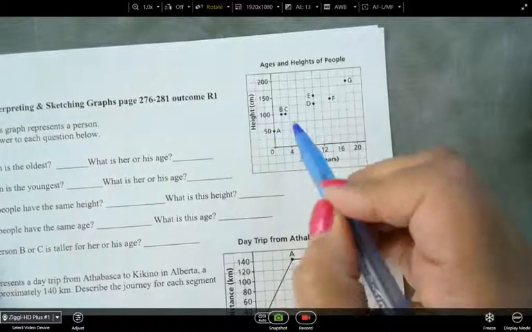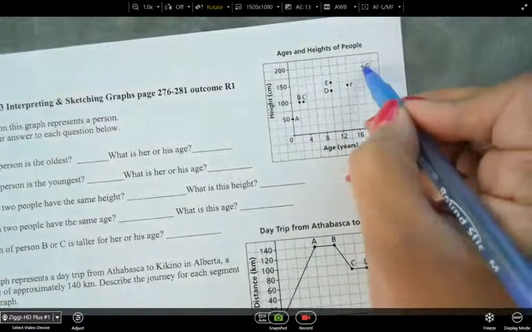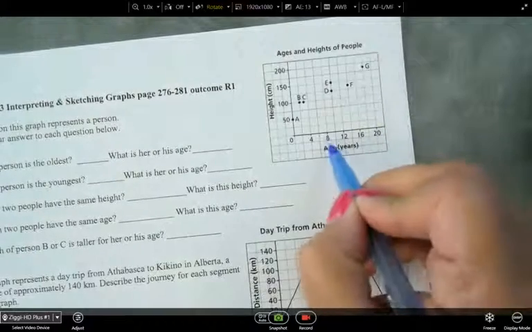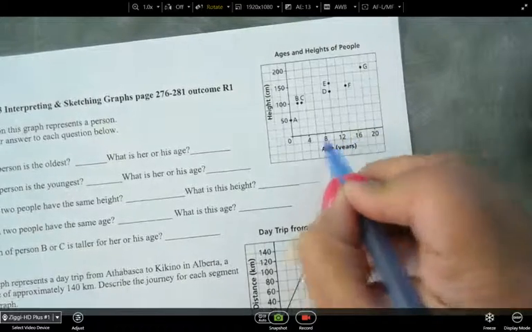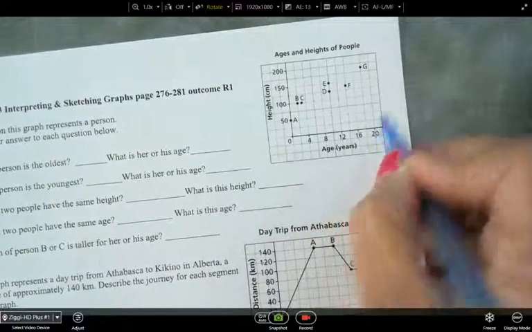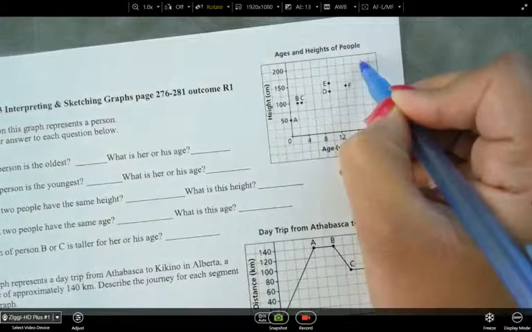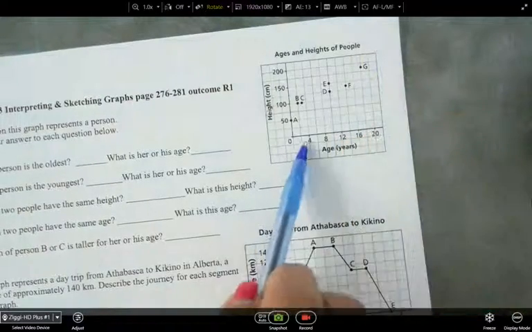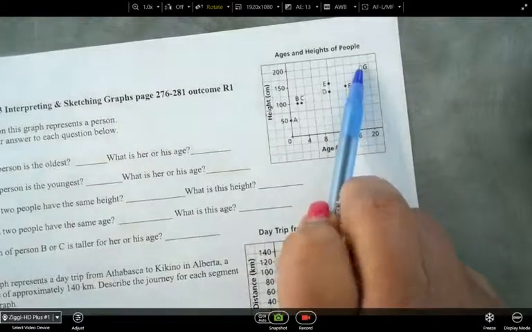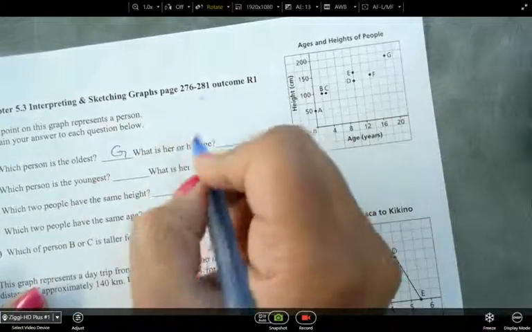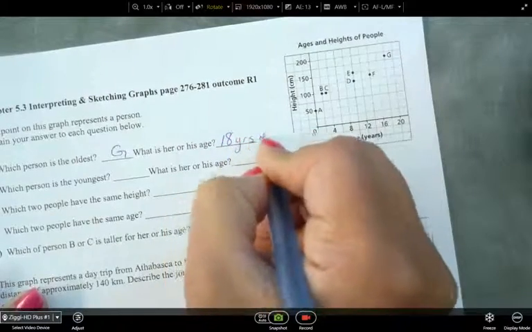Okay. So of here, which person is the oldest? The one right at the top. Okay, so this is ages. So if you're looking here at numbers, these are the ages going up, right? So this one here that's at the top, why is he this high? Because they are the tallest. So they are the furthest along because they are the oldest, and they are the highest because they are the tallest. Okay, so which person is the oldest? G. What is their age? They are 18 years old.